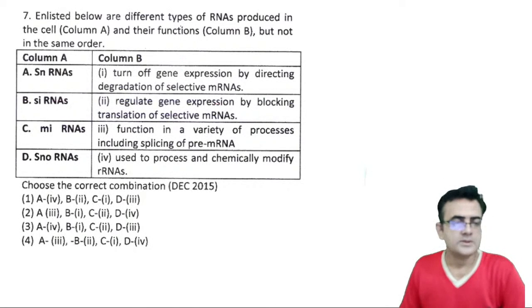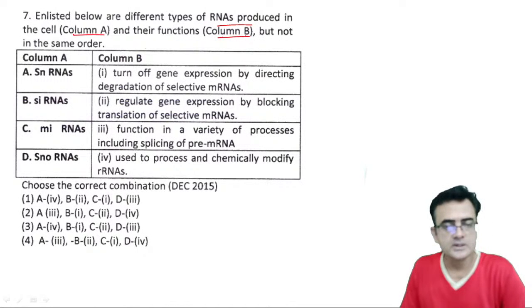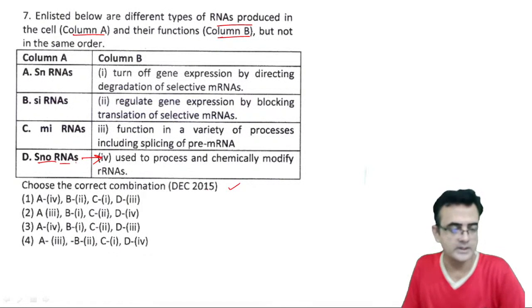Again, see, in the list below are 5 different types of RNAs produced in the cell in column A, and the function is there in column B, but not in the same order. Okay, not in the same order, so we have to match here, right? Okay, so we can match here. See, we just had a discussion about snoRNA, right? snoRNA is used to process and modify the pre-rRNA. So anywhere pre-rRNA is there, here rRNA is there. So this may be snoRNA, right?